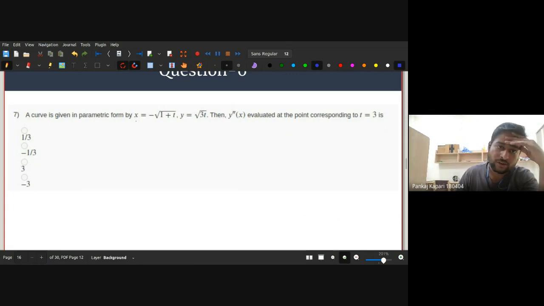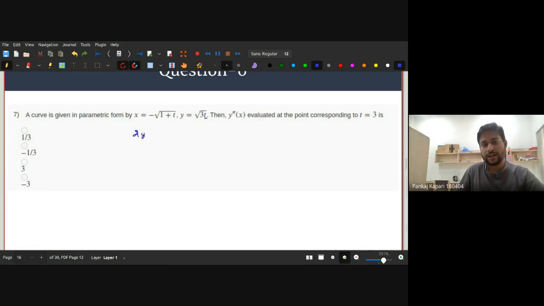Both coordinates of the curve, x and y, depend on this parameter t, and you have to find the second derivative of y. That is, you have to find y double prime with respect to x at t equal to 3. So let's first find y prime with respect to x.